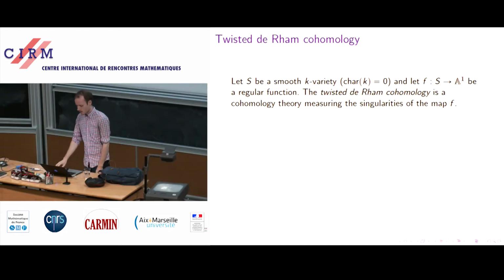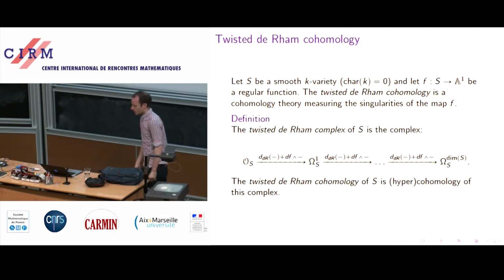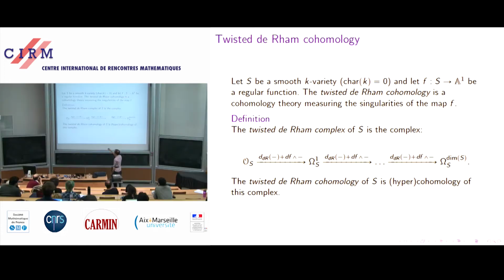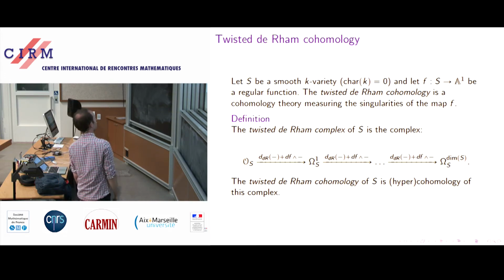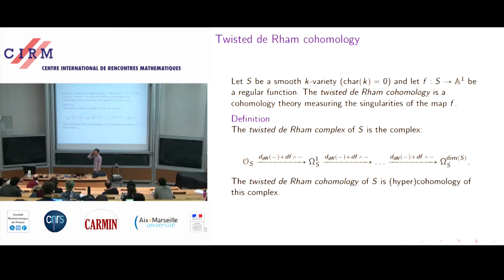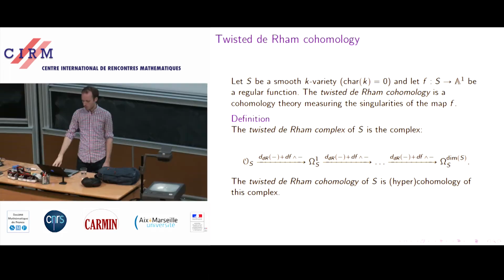So first of all, this twisted de Rham complex looks like the usual de Rham complex. You take functions mapping to one forms, going down to top forms, and you have de Rham differentials. And then you have a correction term according to this function f. So you add this correction term of wedging with df to the de Rham differential. It's easy to see this actually defines a complex. And then you can define twisted de Rham cohomology as the hypercohomology of this complex. So it's something very explicit.